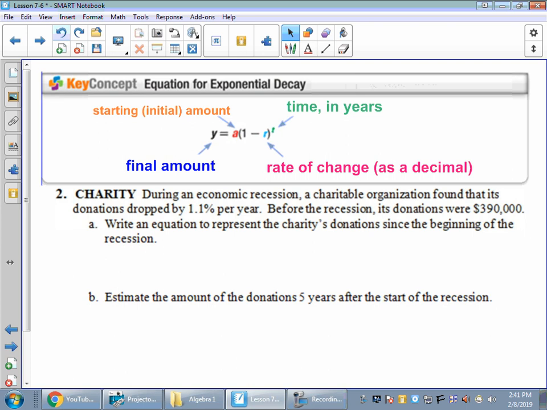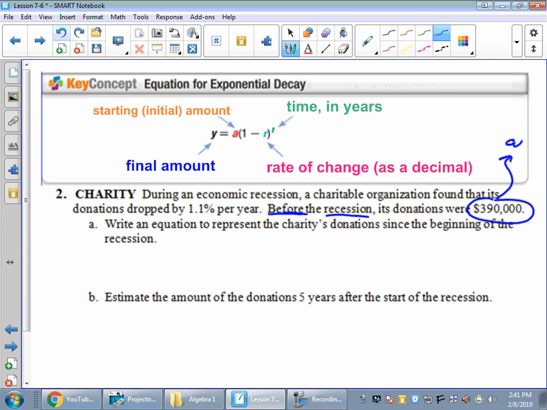During an economic recession, a charitable organization found that its donations dropped by 1.1% per year. And before the recession, its donations were 390,000. So write an equation to represent the charity's donations since the beginning of the recession. And then B, we're going to actually plug something in. So again, we don't know what we have, but all we know is that this value here, the 390,000, that's going to represent our A, because that's the donations before the recession. Okay, so that's our starting point, A.